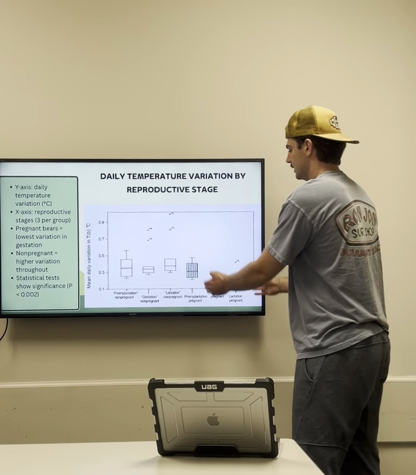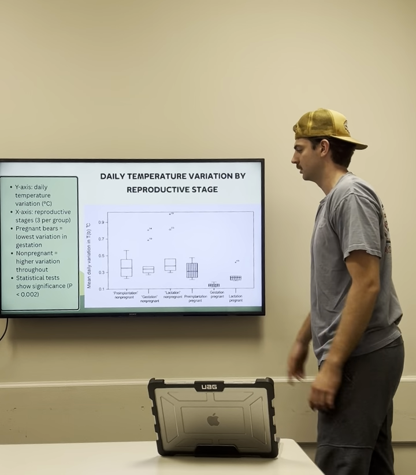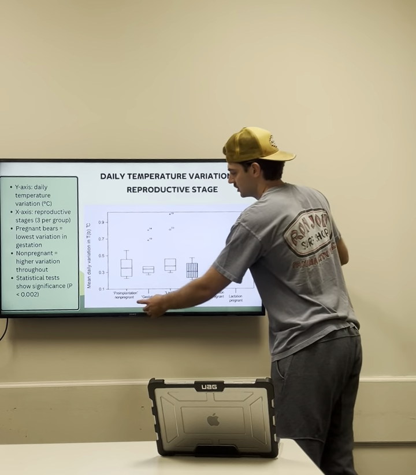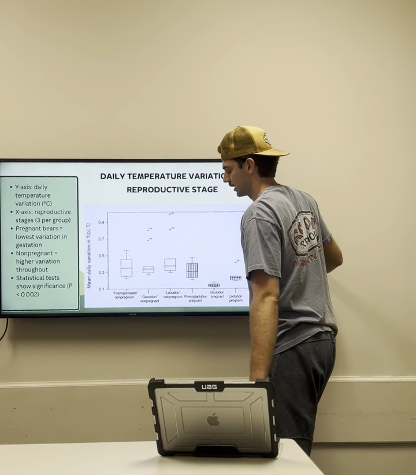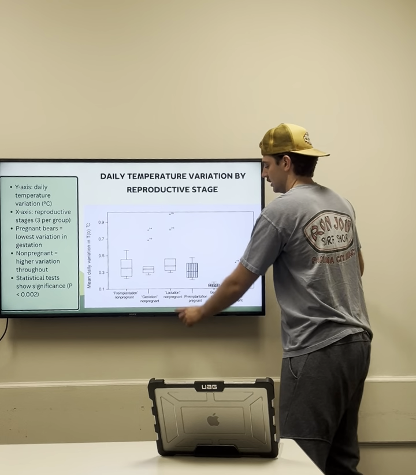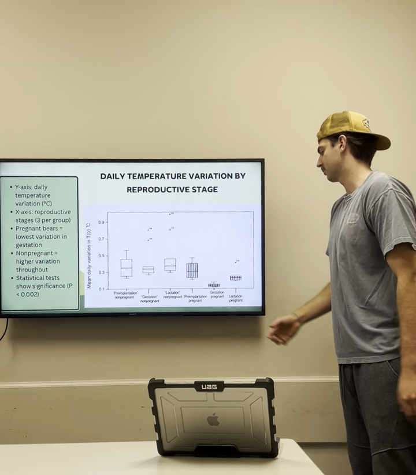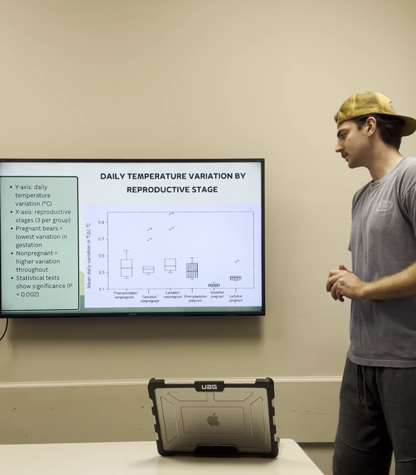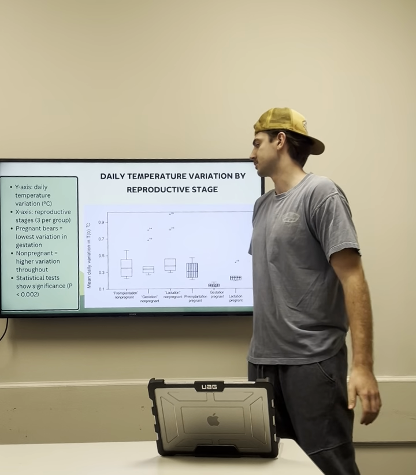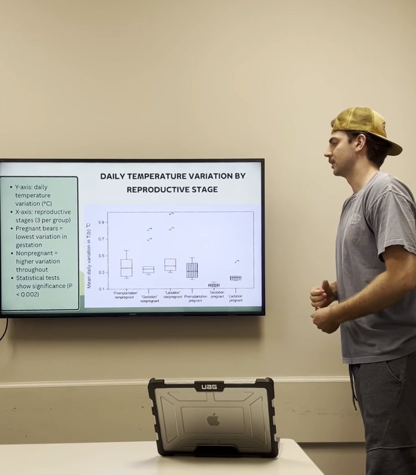You can see these are the pregnant bears with the pattern. The white here is the non-pregnant bears, and then they've grouped each of these into the 3 stages of pregnancy: pre-implantation, gestation, lactation, and the same for the pregnant bears. So the y-axis is going to show you the daily temperature variation in their bodies.